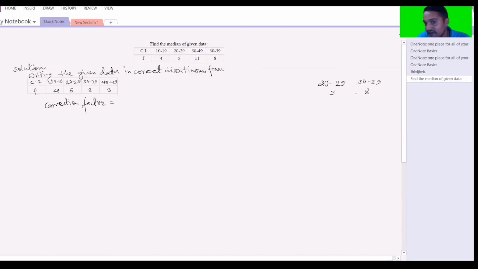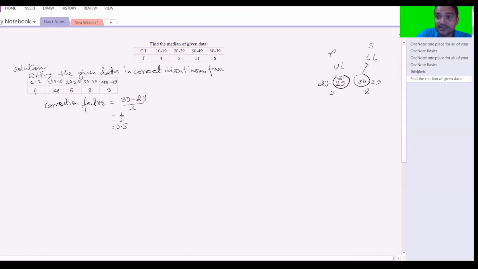While finding the correction factor, there is a formula. We need to subtract the upper limit of the preceding class interval from the lower limit of the succeeding class interval. The correction factor is the lower limit of the succeeding class interval, that is 30, minus the upper limit of the preceding class interval, that is 29, over 2. It is 1 over 2, and it's better to write in decimal, which is 0.5. I think now you understand how to find the correction factor.